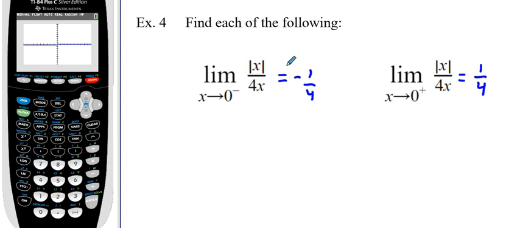Now, these answers are legitimate. This is okay. We don't have to say it does not exist because when we see this notation, it means we're only looking from the left-hand side. And this is what the answer was. When we see this, we're only looking from the right-hand side. This is what that answer was. Okay? So when you see that notation, and we won't see it a lot in this class, but you will see that next year in calculus. Just know that means we're only tracing our graph from the left and from the right.